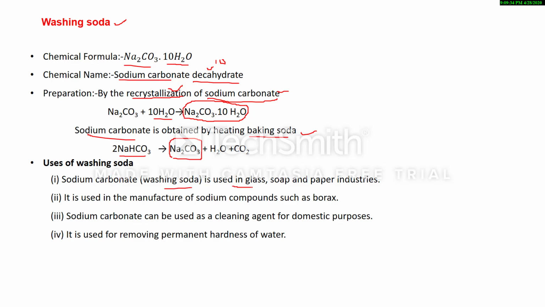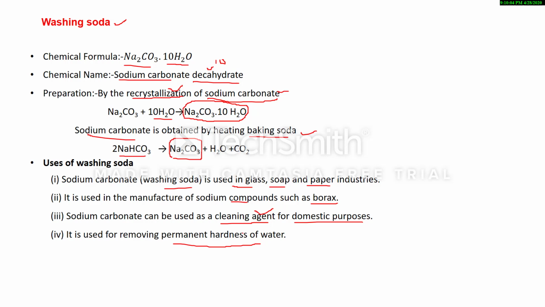Usage of washing soda. Washing soda is used in glass, soap and paper industries. It is used in the manufacture of sodium compounds such as borax. Sodium carbonate can be used as a cleaning agent for domestic purposes. Actually, it is basic in nature. It is used to remove dirt and grease. That's why this is used as a cleaning agent. It is used for removing permanent hardness of water.